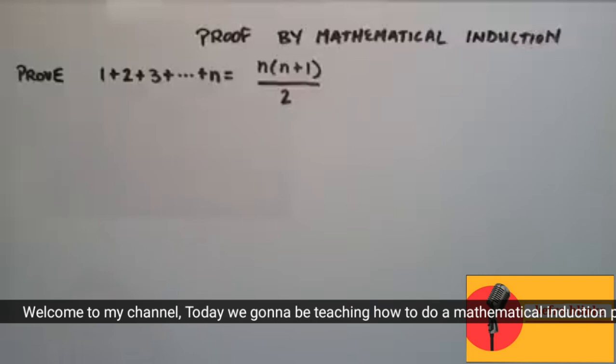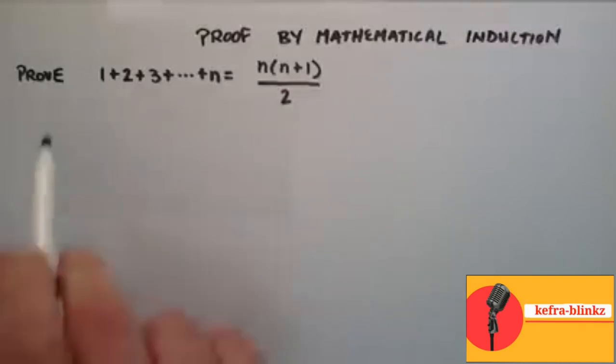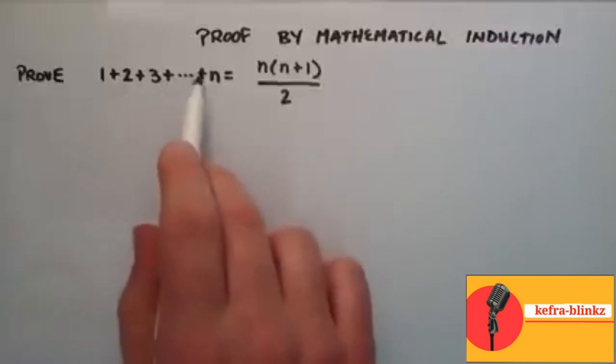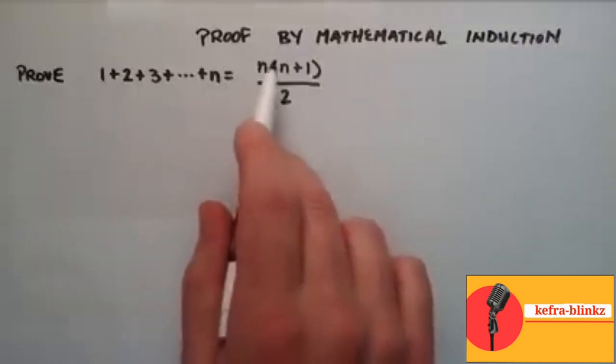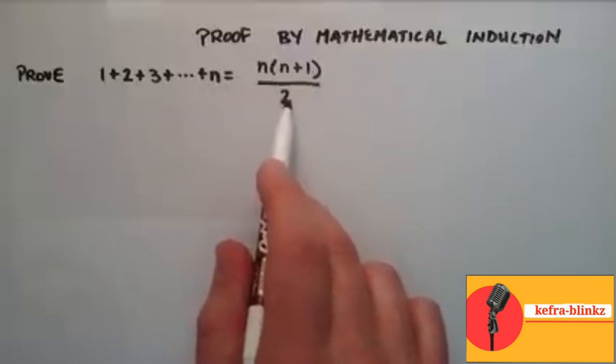In this tutorial I'm going to be doing a proof by mathematical induction. So I'm going to be proving that 1 plus 2 plus 3 plus all the way up to n is equal to n times (n plus 1) divided by 2.